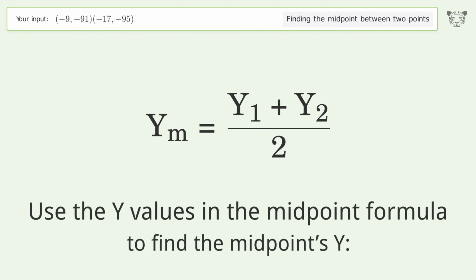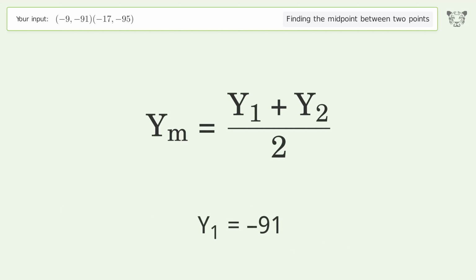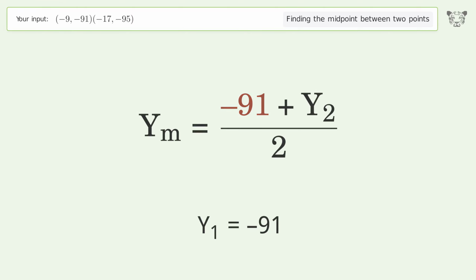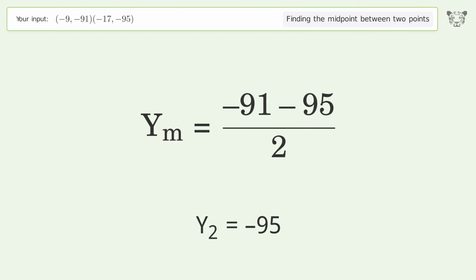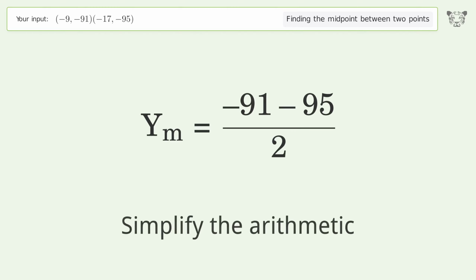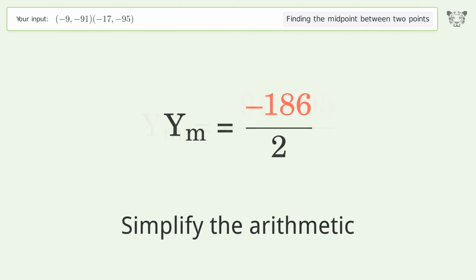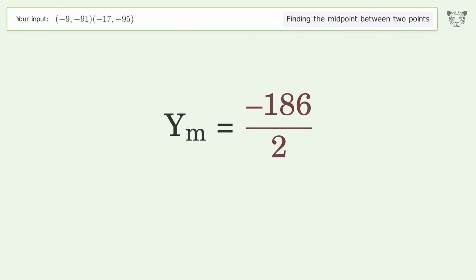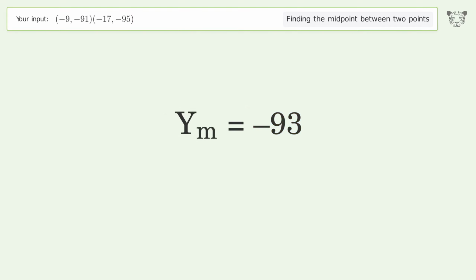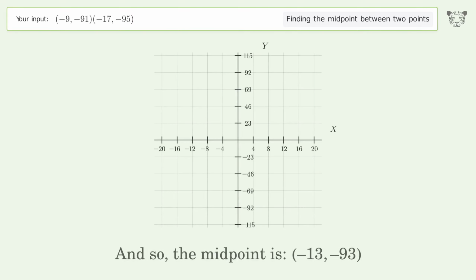Use the y values in the midpoint formula to find the midpoint's y. y1 equals -91. y2 equals -95. Simplify the arithmetic. And so, the midpoint is -13, -93.